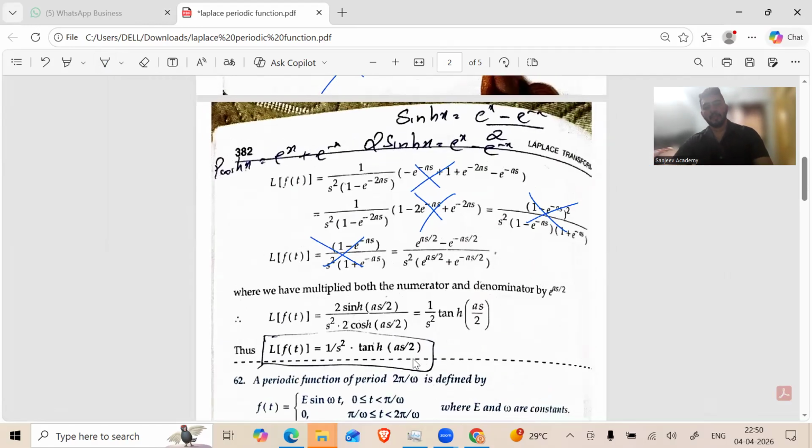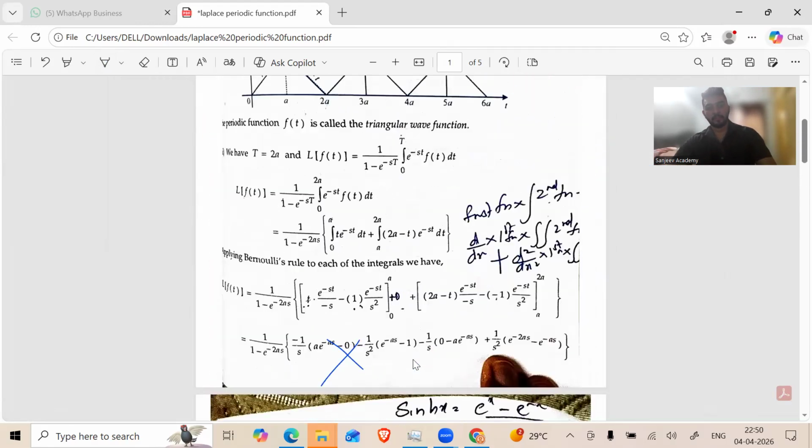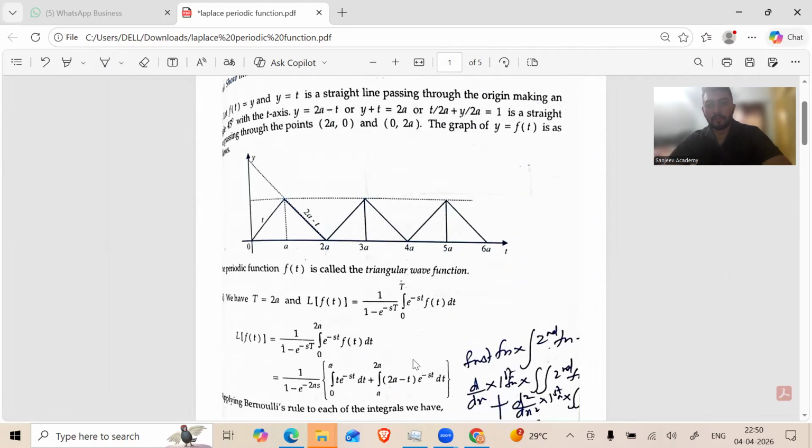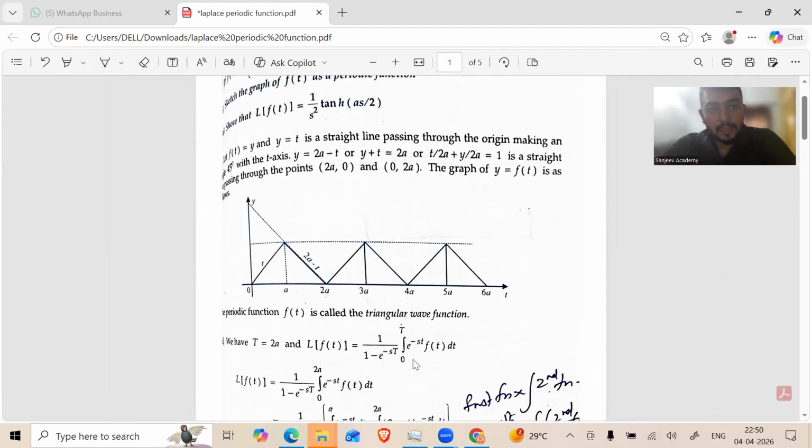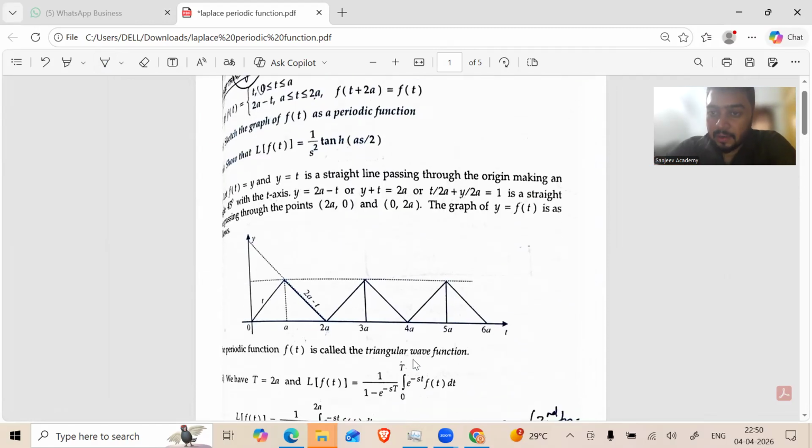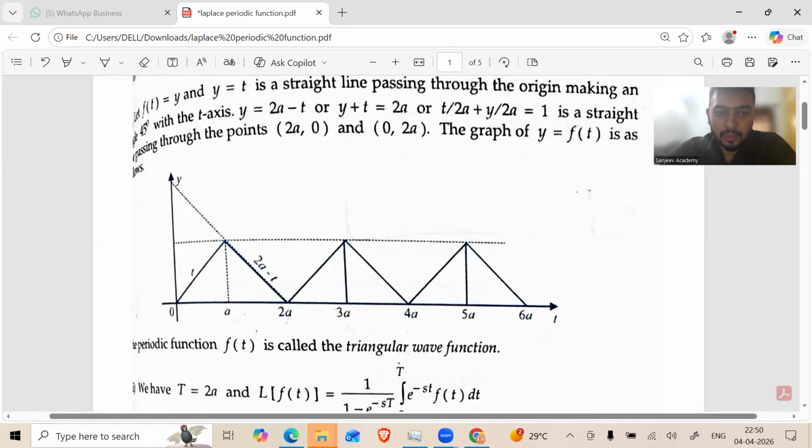So I hope I'm clear with this. This is a difficult question. Okay, and guys, one more important thing. If this question comes, the most important thing is the diagram. Draw the diagram. Give first importance to the diagram.